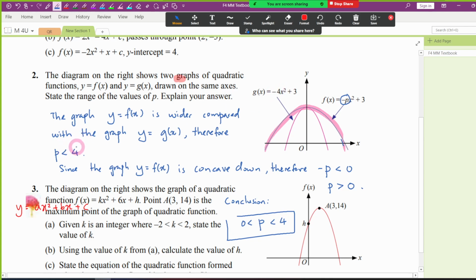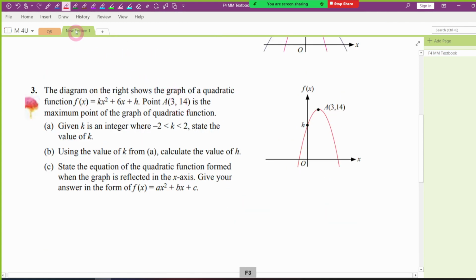Okay, now let's go to question number 3. The diagram on the right shows a graph of quadratic function f of x is equal to kx squared plus 6x plus h. Point A, 3, 14 is a maximum point of the graph of the quadratic function. Given k is an integer, so you have to understand what is an integer, where k is greater than -2 and less than 2, state the value of k.